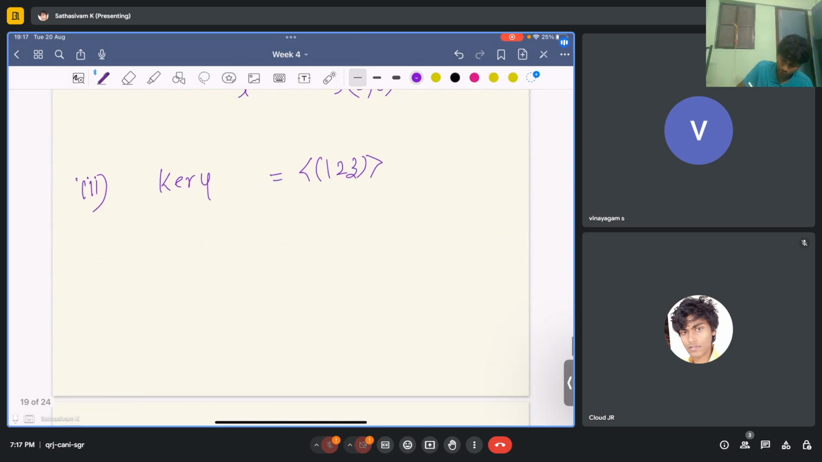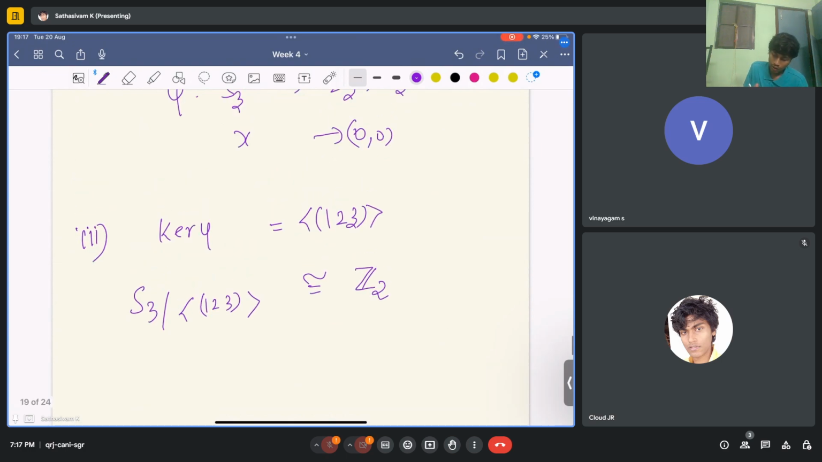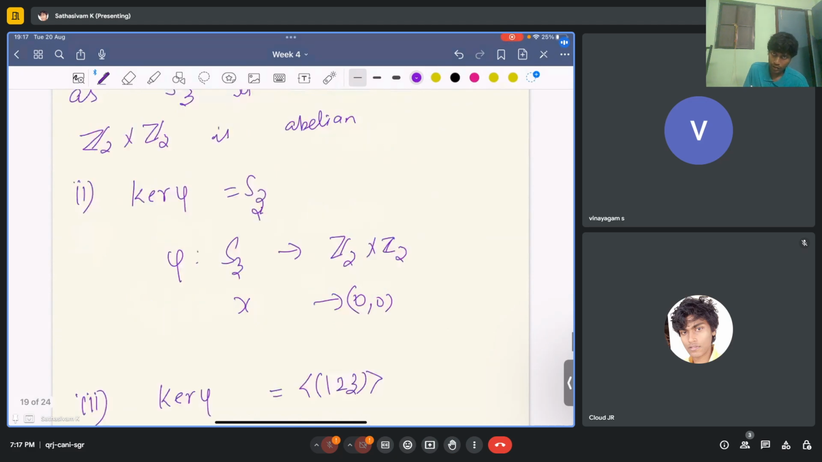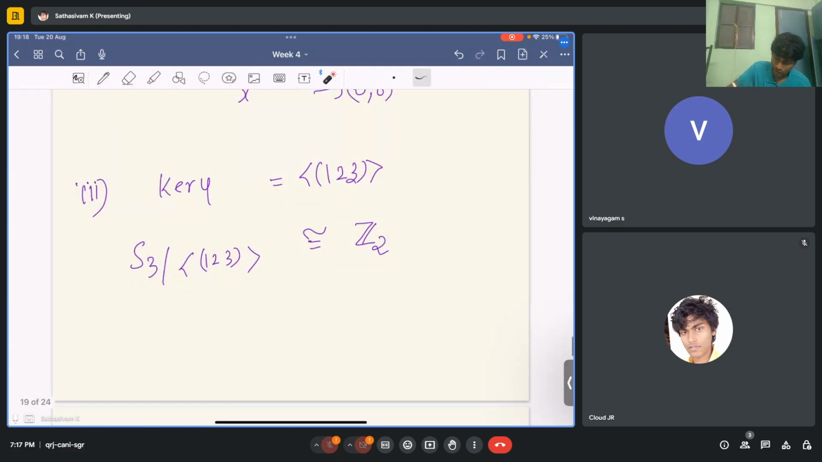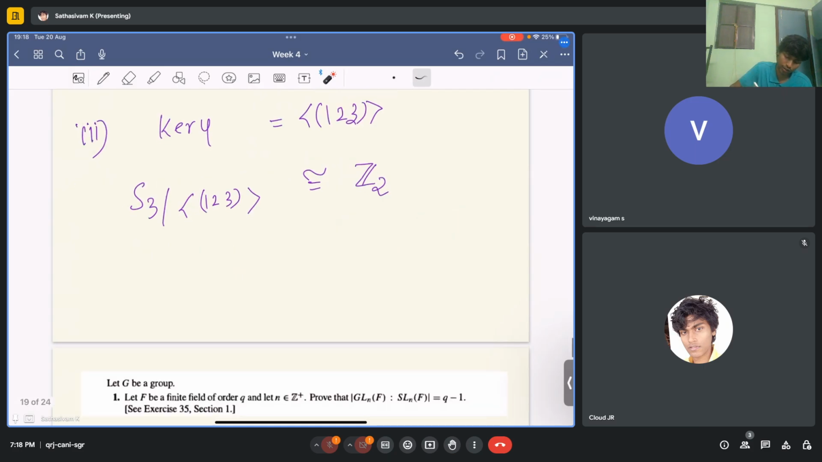Okay, and you observe that S3 by this kernel phi, or S3 by the subgroup generated by the cycle (1 2 3), is isomorphic to Z2. So basically what we are doing here, we have to say this is contained in Z2 cross Z2, right? Okay, so how many ways is this contained in Z2 cross Z2?